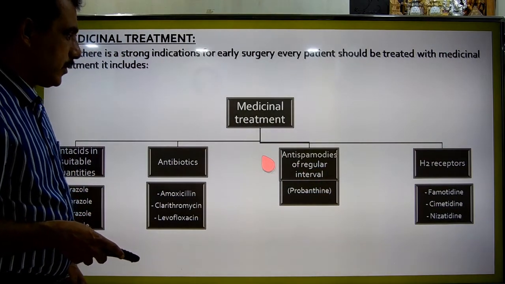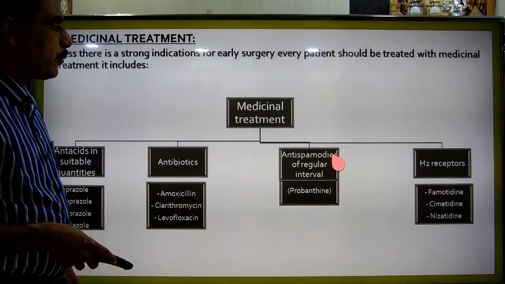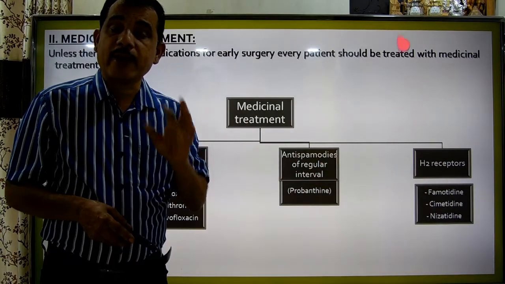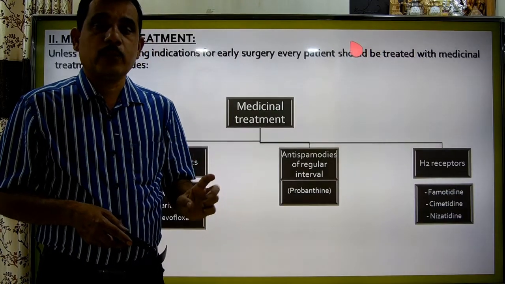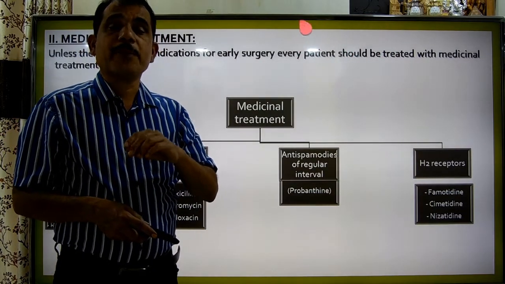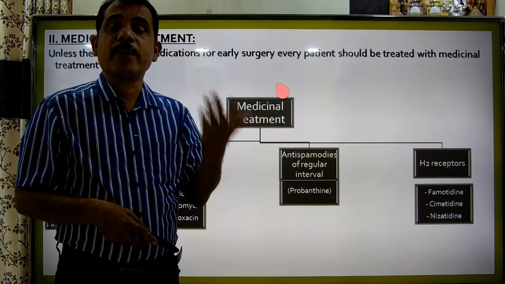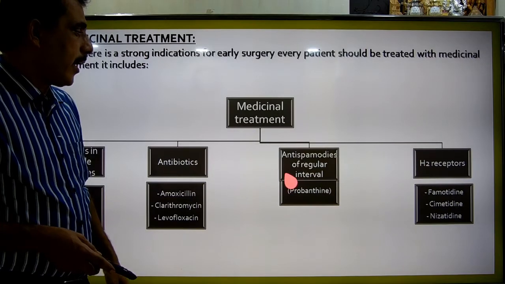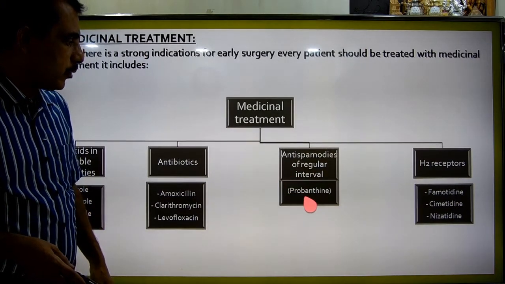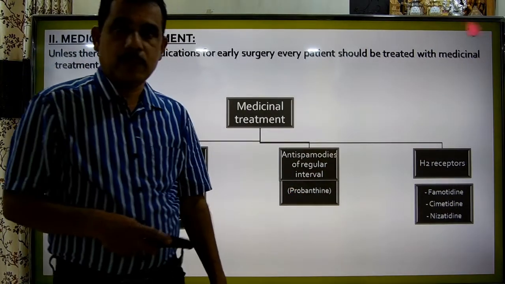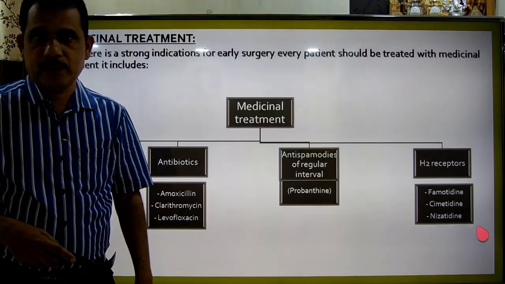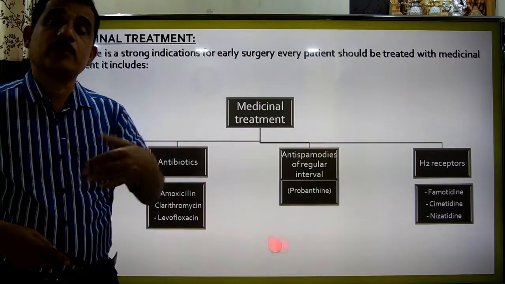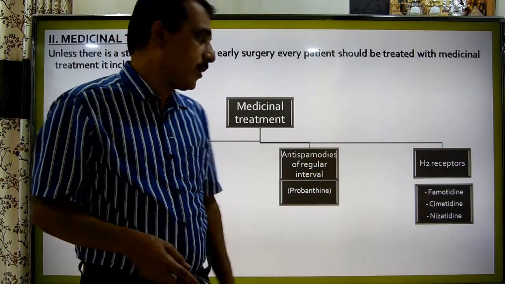Then antispasmodics, which should be given at regular intervals, because in most cases the patient has pain. Sometimes there is severe pain which will distress the patient. That's why we need antispasmodics, and the most commonly used is probanthine. Sometimes you may need an antiemetic also, because in some patients there will be severe vomiting, so you can use an antiemetic there.